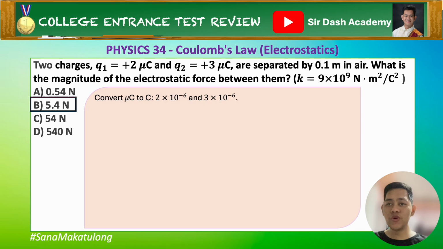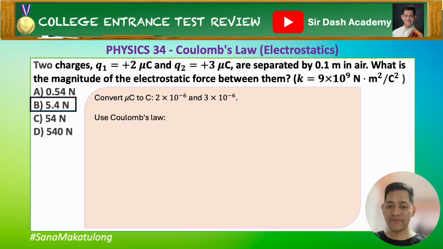Ang 1 microcoulomb ay 1 times 10 raised to negative 6 coulomb. Take note of that. So yung 2 microcoulomb would be equal to 2 times 10 raised to negative 6 coulombs. Yung 3 naman, 3 times 10 raised to negative 6 coulombs. So, naka-SI na lahat. So, we can now solve para later makuha natin yung force in newtons.